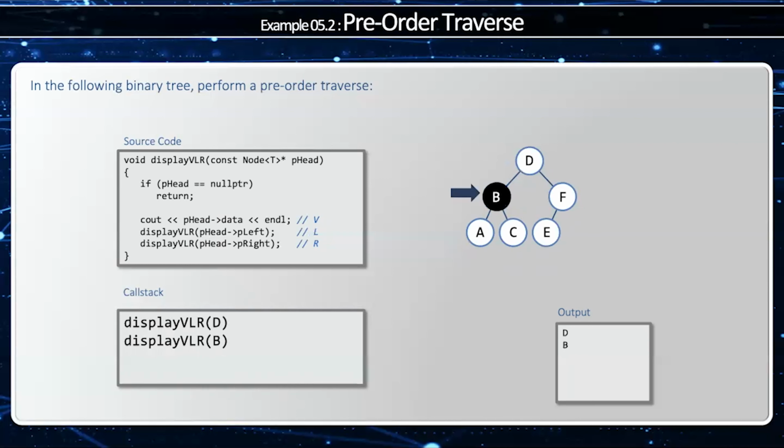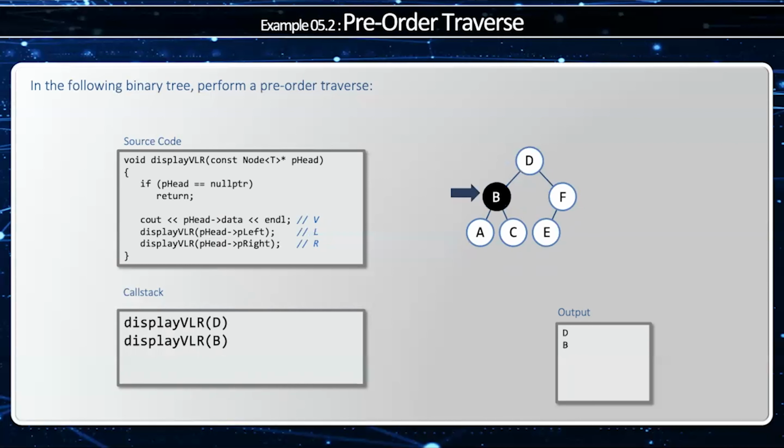Now B will display itself, and then it will go left to A. Then A will display itself, and then it will attempt to go left, there's nothing there. It will attempt to go right, there's nothing there. Then I'll go back to B. Now B has already visited itself, it's already gone left, so now it will go right to C.